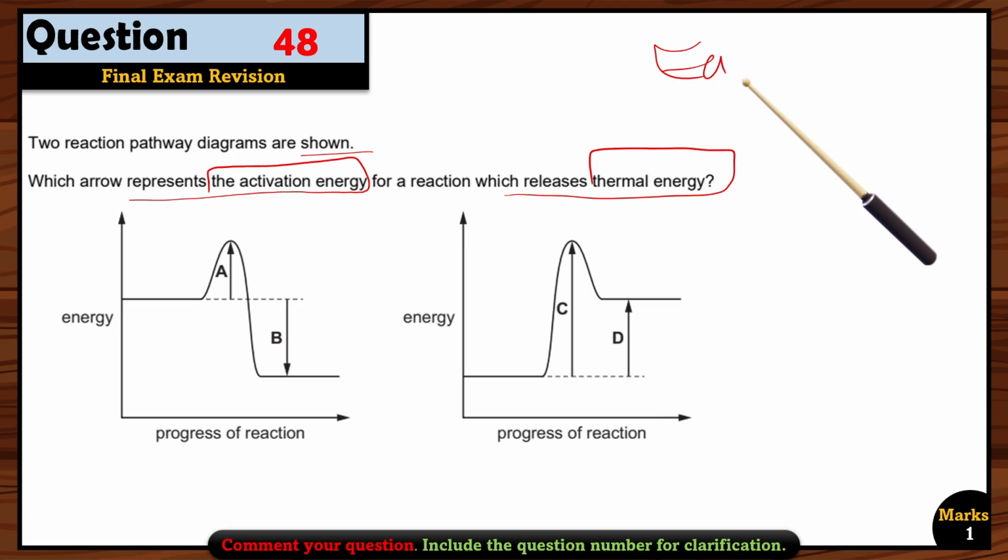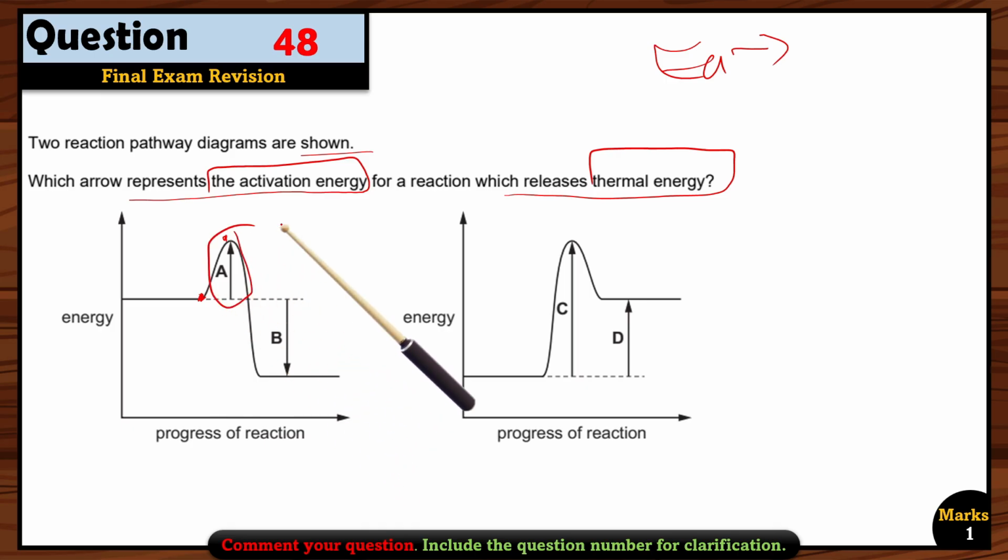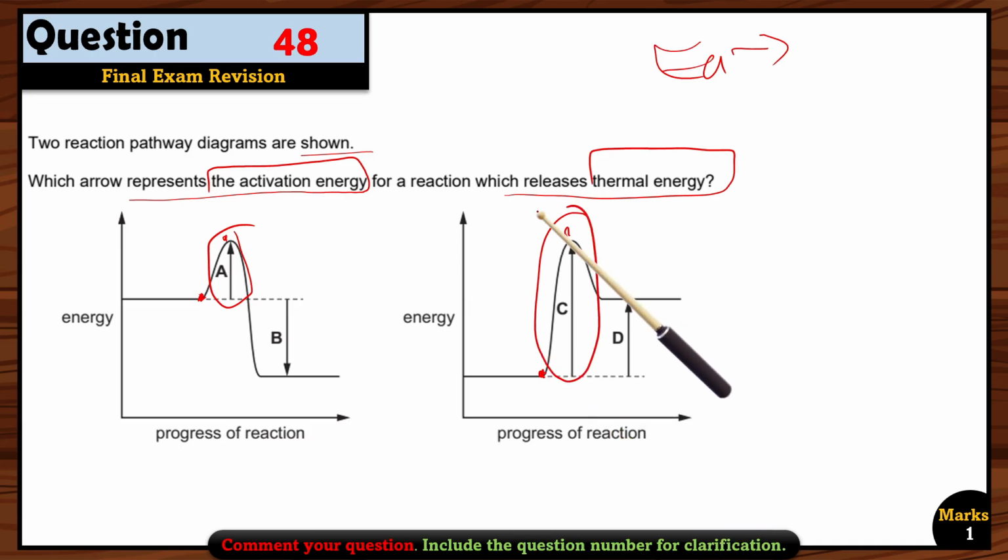So it will start from reactants to the top. So reactants to the top, this is your reactant and this is the top. So A is your activation energy. Reactant to the top, C is your activation energy, right? Now, which option is right, A or C? This one you have to decide on the basis of the endo or exothermic reaction, right?